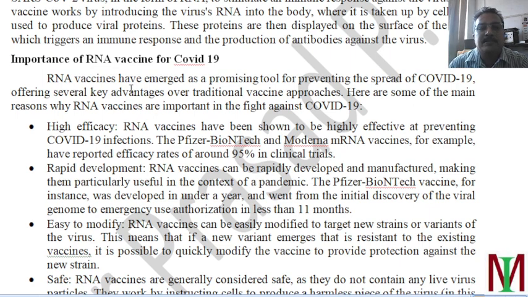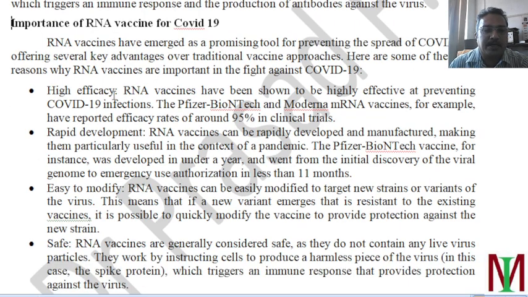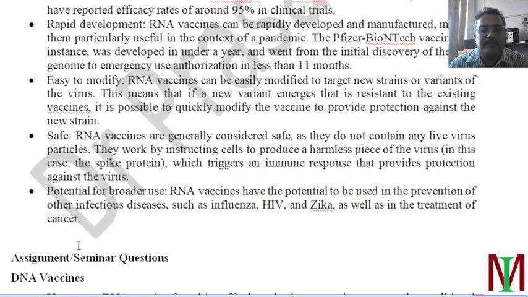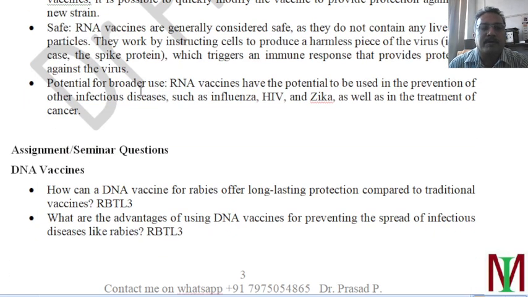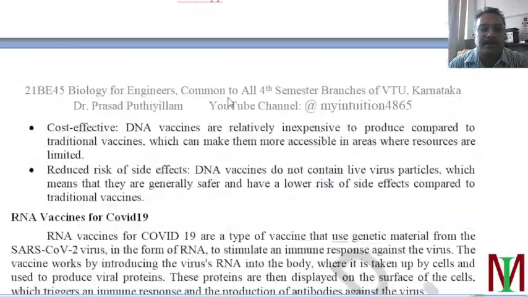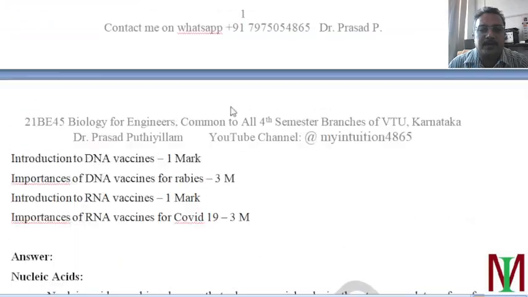The importance of the RNA vaccine for COVID-19 is also mentioned: high efficiency, rapid development, easy to modify, safe, and potential for broader use. Okay, so I think this covers this much. If you write it, it's more than enough for 10 marks.